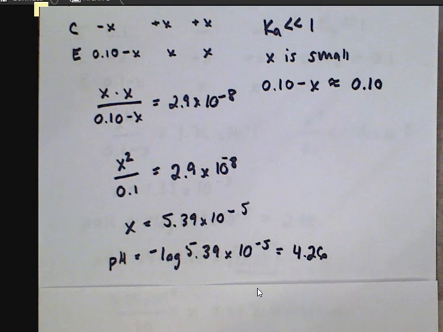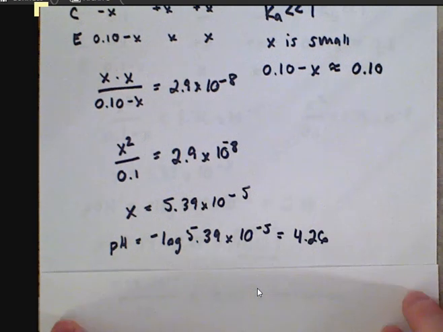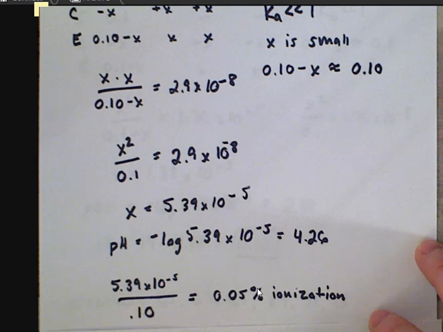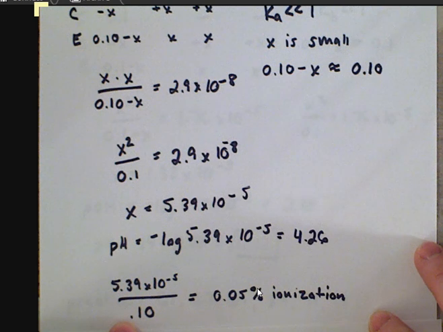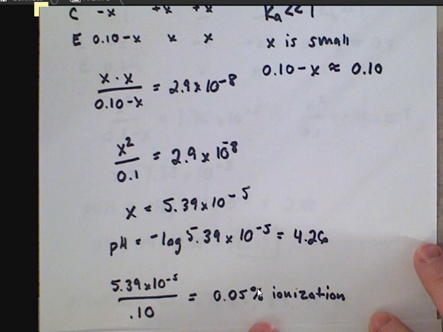Okay. Now, does our assumption hold? To figure that out, remember we need to be less than 5% ionized. So if you take the concentration of the hydrogen ion and divide it by the initial concentration of the acid, multiplied by 100, you get 0.05% ionization. We're well within the realm of being able to make the assumption that the initial concentration of the acid is not changing.